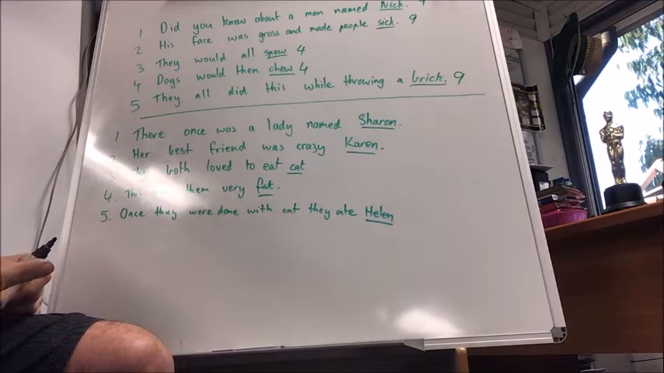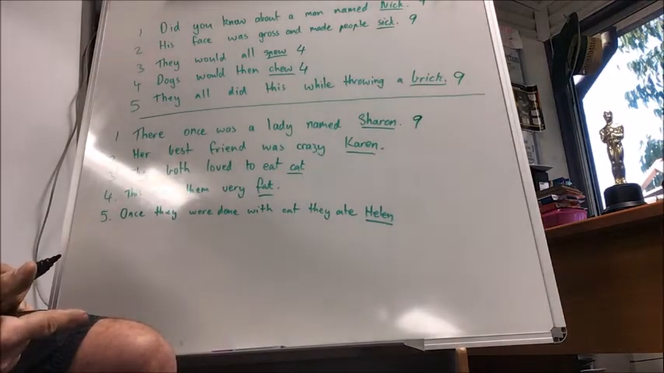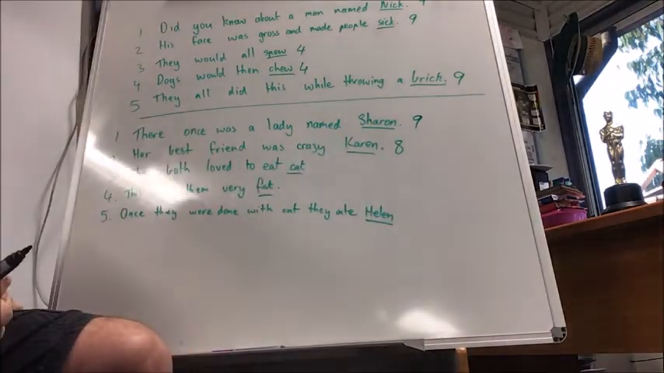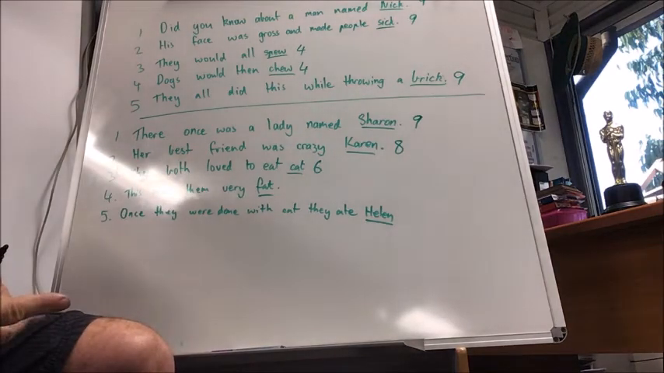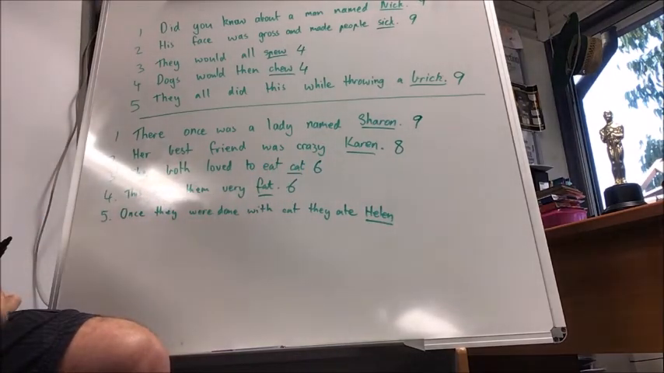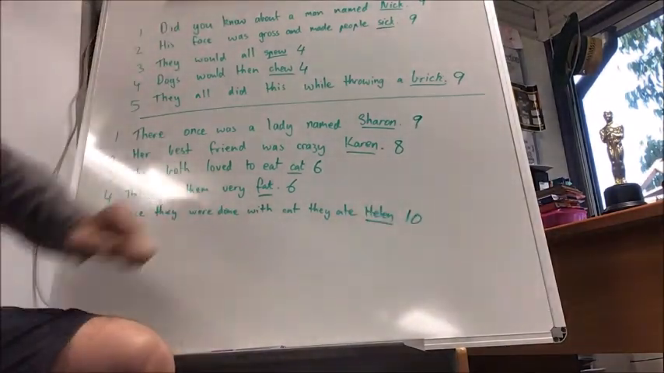There once was a lady named Sharon. All right, so I've got 9. Her best friend was Crazy Karen. So 8. They both loved to eat cat. That's 6. This made them very fat. 6 again. Once they were done with cat, they ate Helen. Alright, so that's 10.